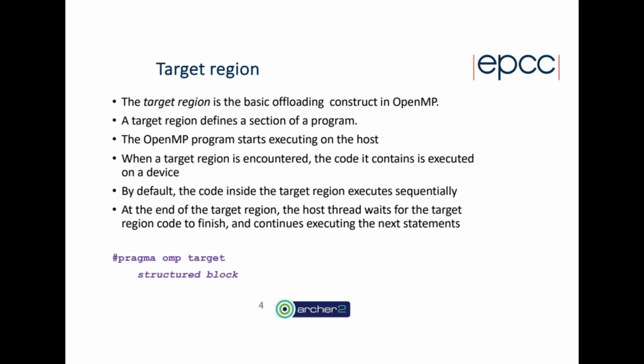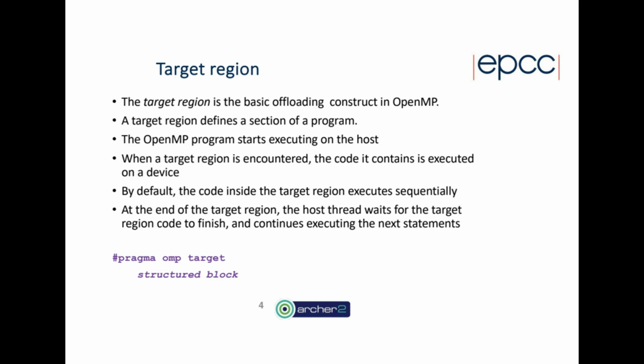Okay, so start off by talking about the target region. In the same spirit as the parallel region being the basic parallelism construct in OpenMP, the target region is the basic offloading construct. Whenever you offload any code, it has to be via a target region. Similar to a parallel region, a target region defines a section of the program. The model is that your OpenMP program starts executing on the host, and then when a target region is encountered, the code it contains will be executed on the device.